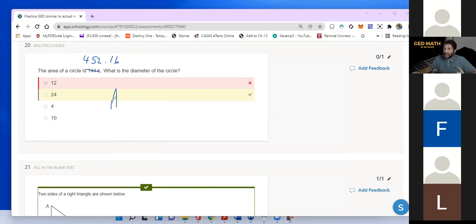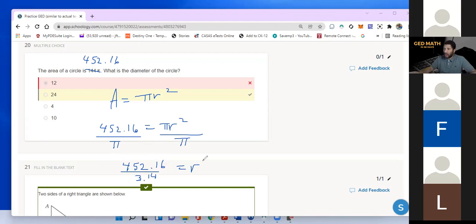So again, we're going to do the same thing. Area equals pi r squared. 452.16 equals pi r squared. In order to get r by itself, we divide both sides by pi, the same thing we did before. We know pi is 3.14, so 452.16 divided by 3.14 is equal to r squared. Again, we're still going to do the same thing. We're going to take the square root of both sides. So the square root of 452.16 divided by 3.14 equals r.